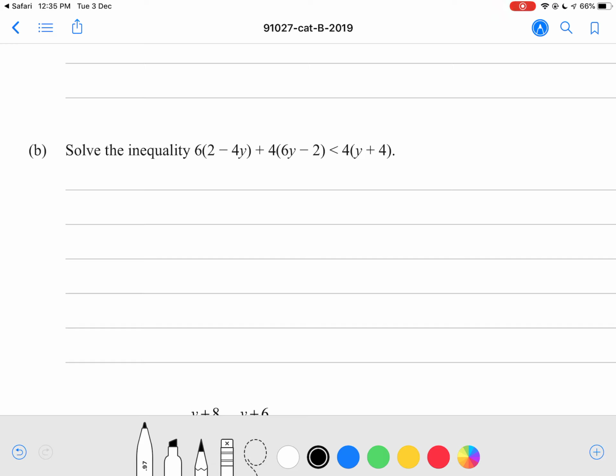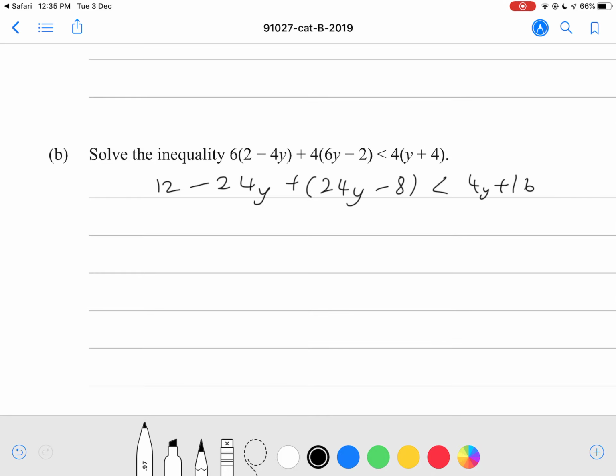So B, solve the inequality 6 times (2 minus 4y) plus 4 times (6y minus 2) is less than 4 times (y plus 4). Alright, the first thing, always in these questions, is you have got to expand out the brackets first. So we got 6 times 2 is 12, minus 6 times negative 4y is negative 24y, plus 6y times 4 is 24y, minus 4 times negative 2 is 8, is less than 4y plus 16.